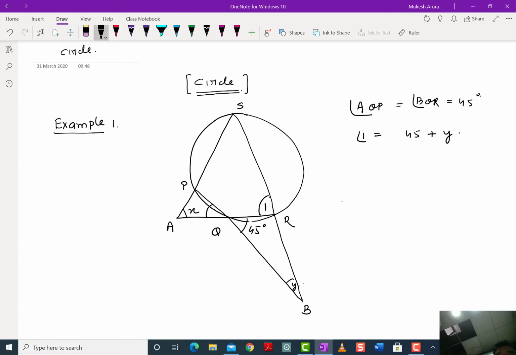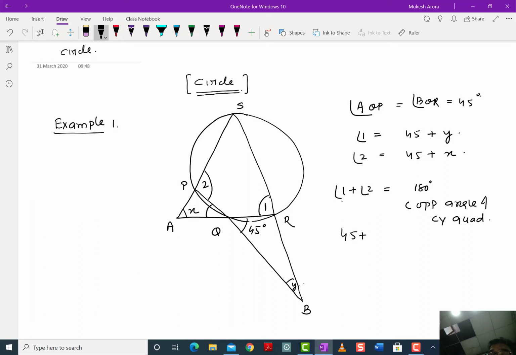and angle 2 is equal to 45 plus X, and angle 1 plus 2 is equal to 180, opposite angles of cyclic quadrilateral. So it is 45 plus X plus Y is equal to 180. So X plus Y is equal to 90.